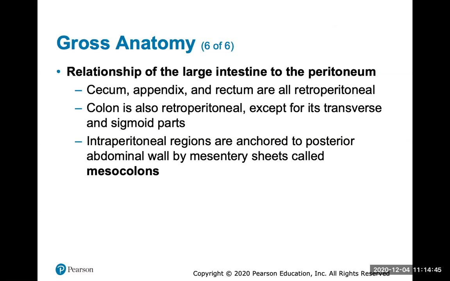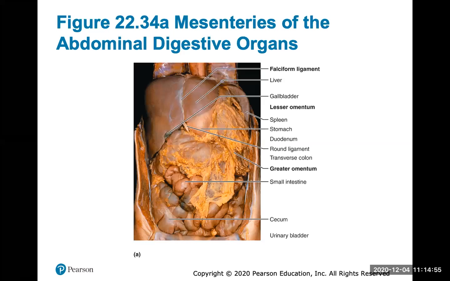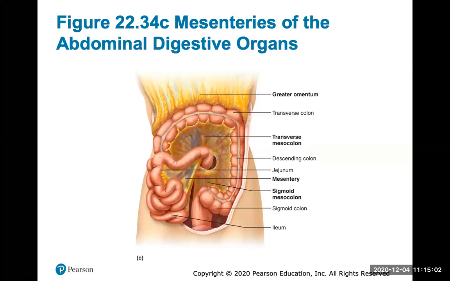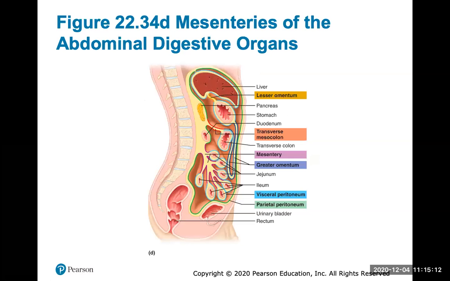Okay, the relationship of the large intestine to the peritoneum: most of it is retroperitoneal, except for the transverse and sigmoid parts. And you can see that here in a cadaver-like model. Okay, and I won't ask you guys too much about this. The transverse mesocolon is what connects the large intestine together. The greater omentum is the apron-like structure that goes on top of the large and small intestine.